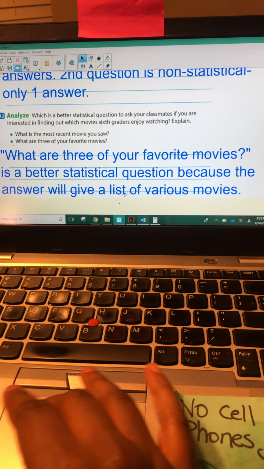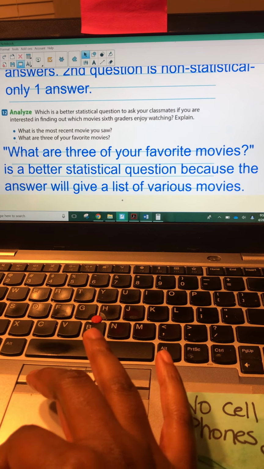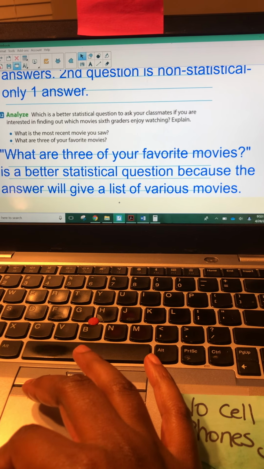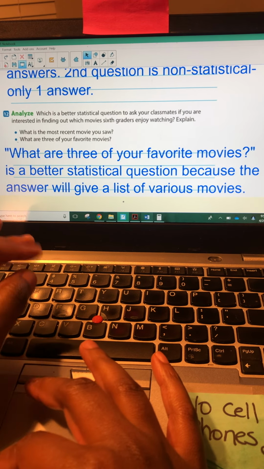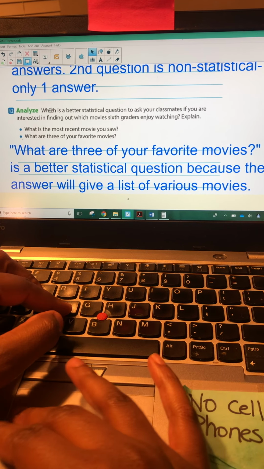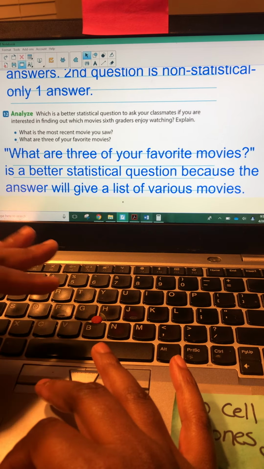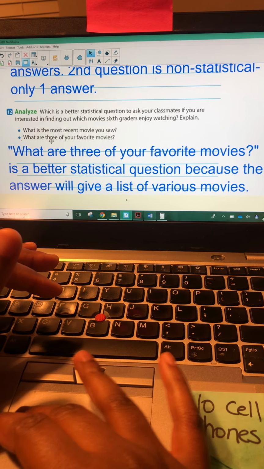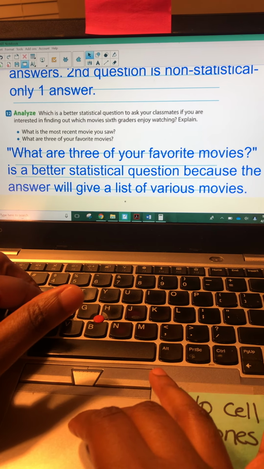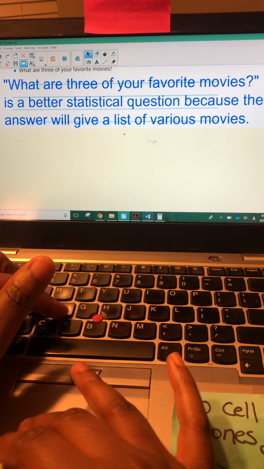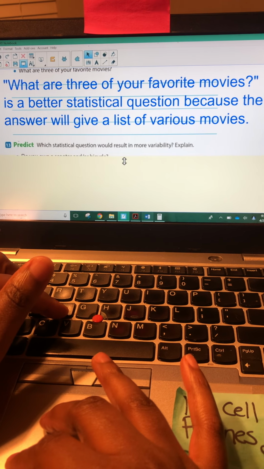So just think about that, pause, marinate, re-ask yourself, analyze that data, and that just means to break it down, okay? Analyze means to break it down. All right, so if I want to know what all sixth graders like or most, then I would ask about the 3 favorite movies, okay? All right, and then we have one more question.